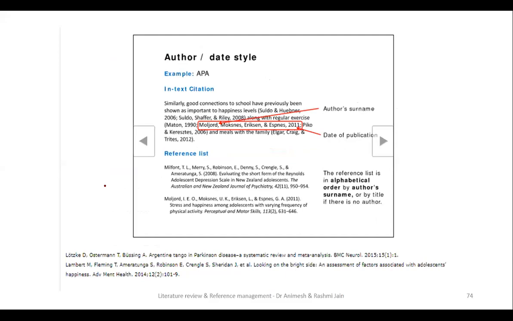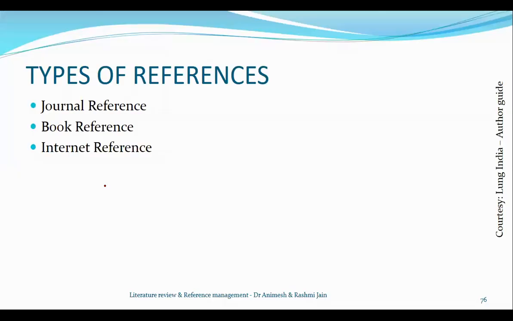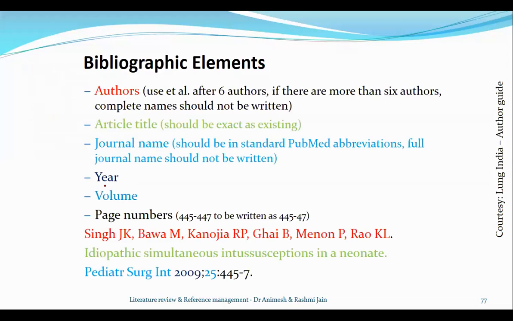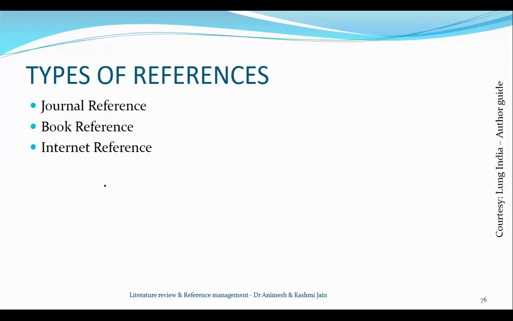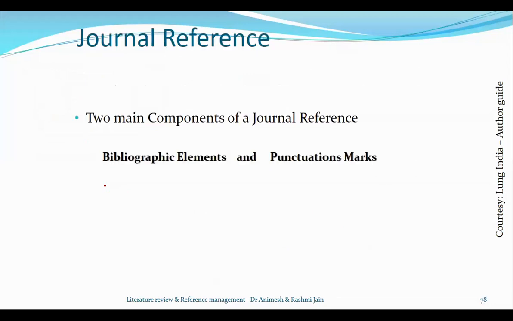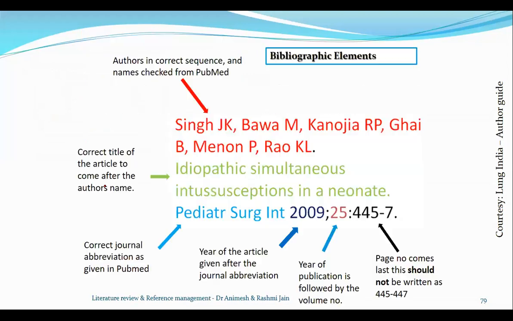I will not go into details of that. Author and date style is APA style. So just to quickly run through the Vancouver, usually we use journal reference or book reference or internet reference. Now you have different elements, bibliographic and punctuation. If you look at it here, we usually write the surname first for all the authors. Up to six, we write all the names. If it's more than six, we write six names and et al, that is, and co-workers or associates.